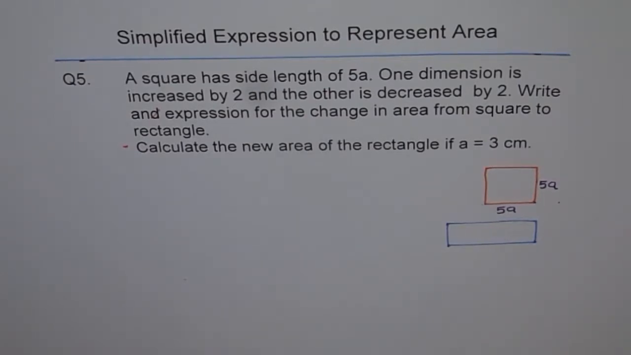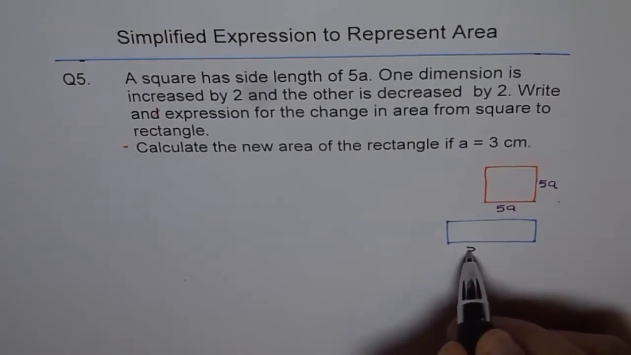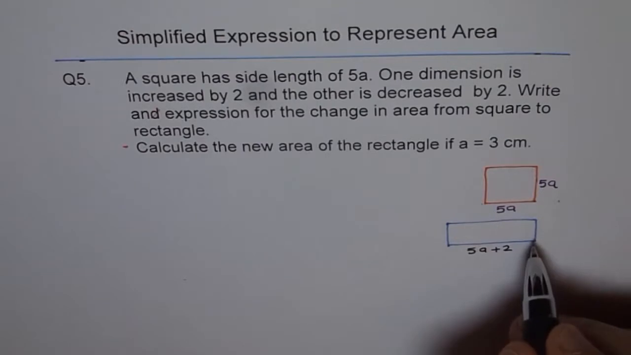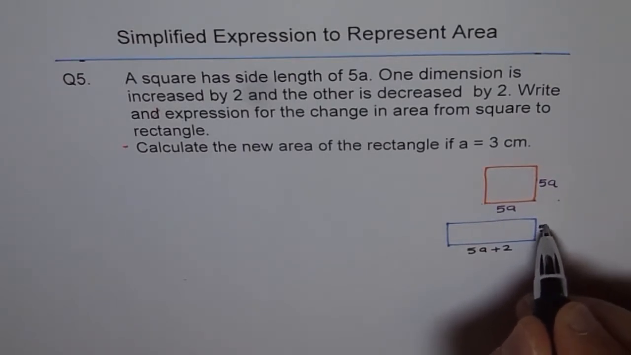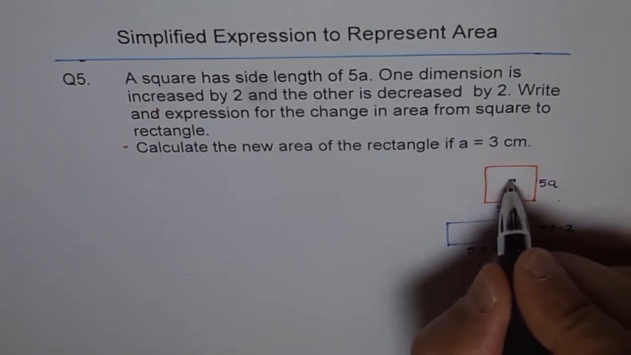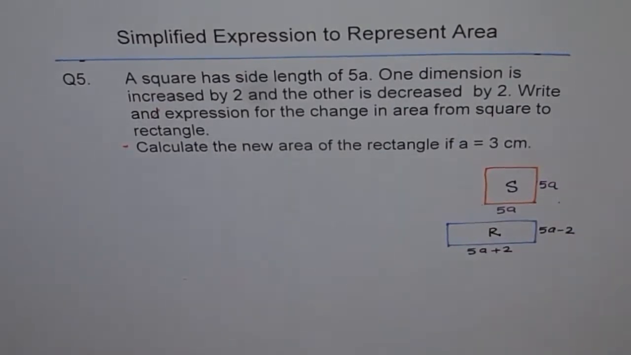So what happens to the dimensions? We increase this one by 2, so we'll write this as 5a plus 2, right? And this one has been decreased by 2, so this is 5a minus 2, right? So that is a square and this is my rectangle, okay? So these are the two things which we have got.